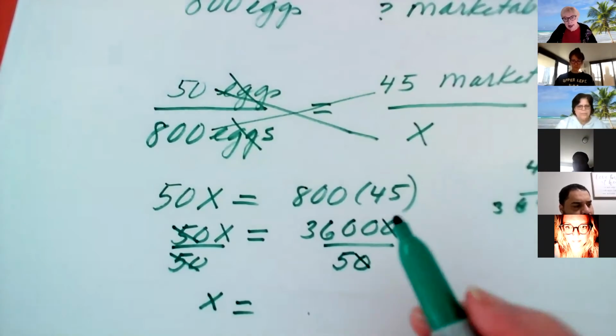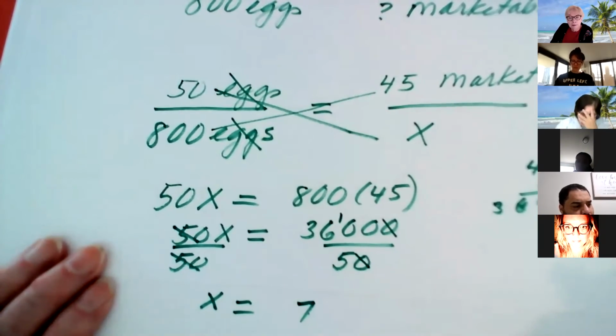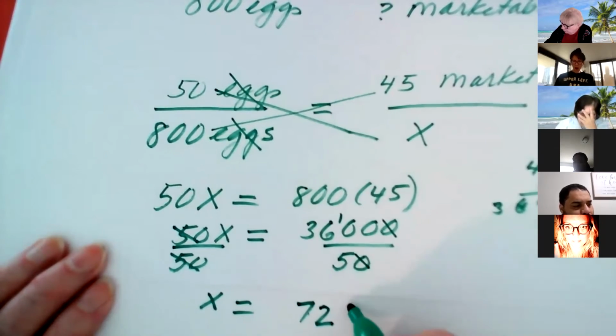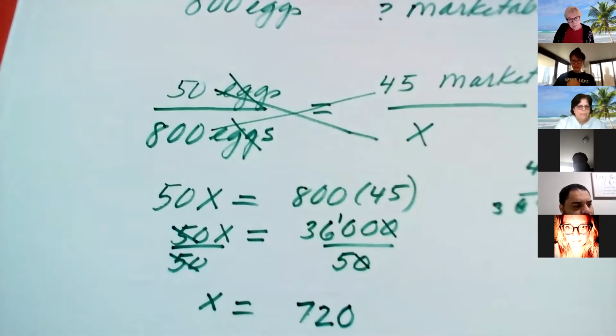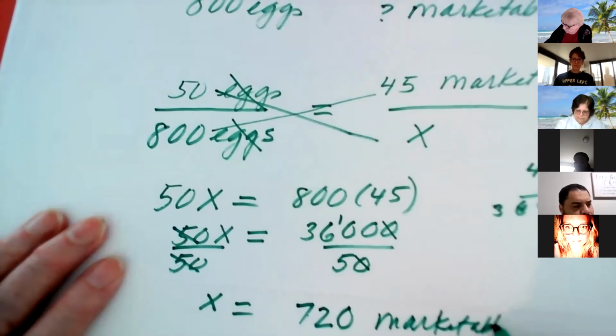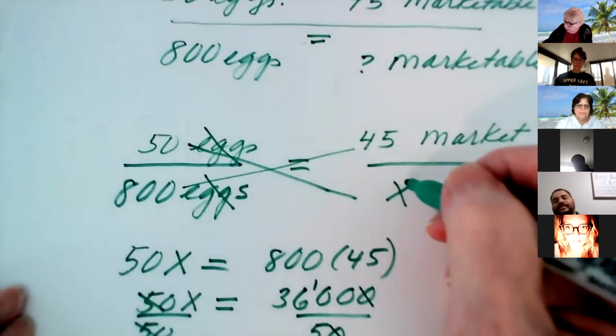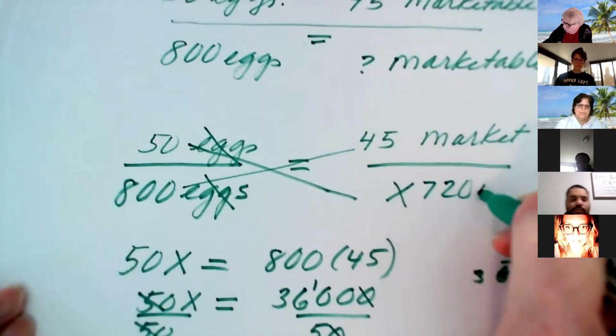It's dividing by 10. 5 into 36 is 7, 1 left over. 5 into 10 is 2. And then there's my answer. 720 would be marketable. Okay, so I come up here, 720 marketable.